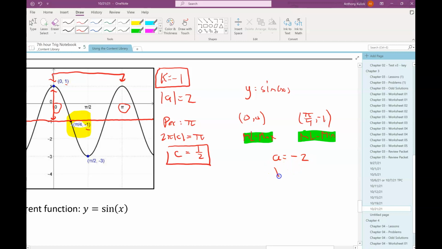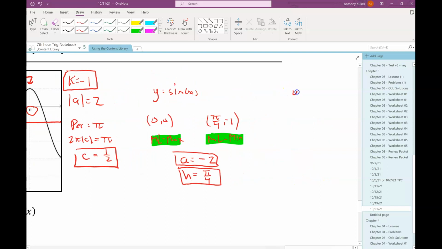And then what can we say about the h? Can we say h is pi over 4 or no? Yep. Since the x-coordinate from the parent function is 0, which is why we're going to be careful about which one we want to use for sine or cosine. So that's that.